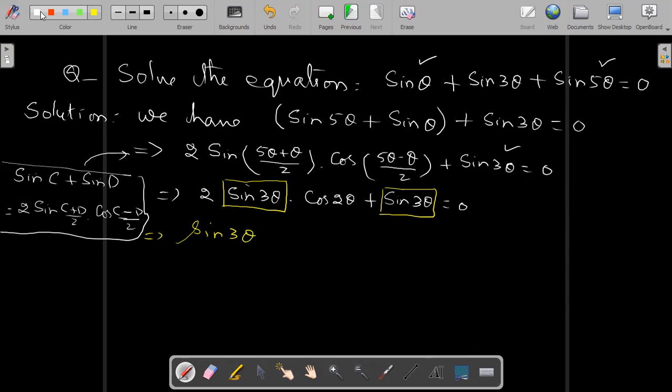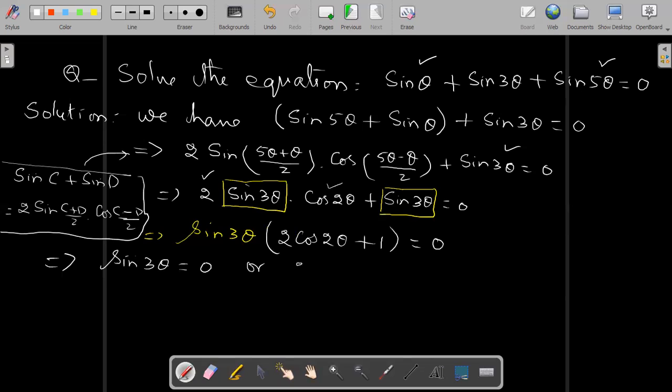Okay. So remove this. What is left inside? 2 cos 2 theta is left. Plus, this will go, then 1 will be left here. Why 1? Because if you multiply, you will get it again. So now we have got the two factors. Each factor will be equated to 0. As you know from 10th class, if the product of two numbers is 0, then either this will be 0 or this will be 0.